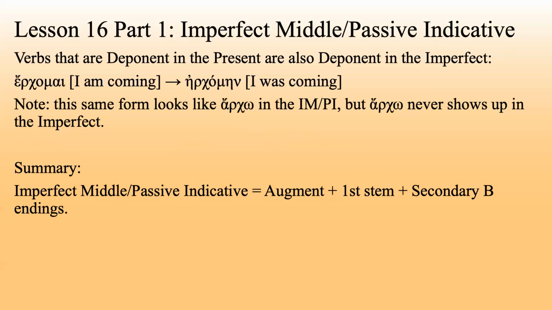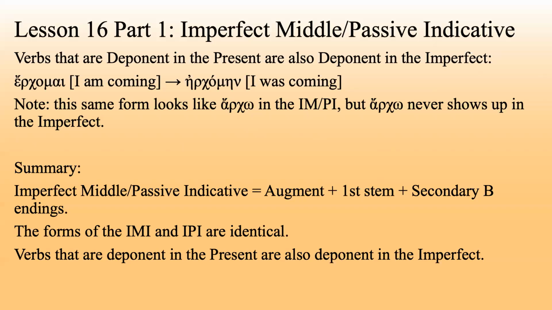Summary: imperfect middle passive indicative equals augment plus first stem plus secondary B endings. The forms of the imperfect middle indicative and imperfect passive indicative are identical. Verbs that are deponent in the present are also deponent in the imperfect.